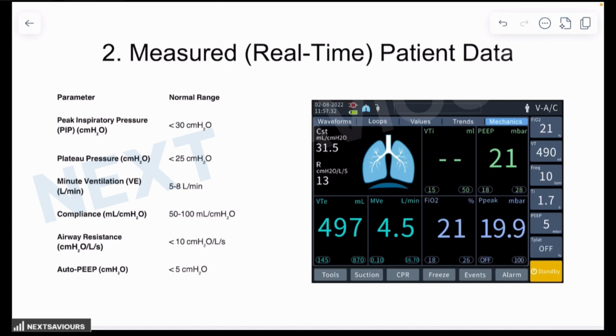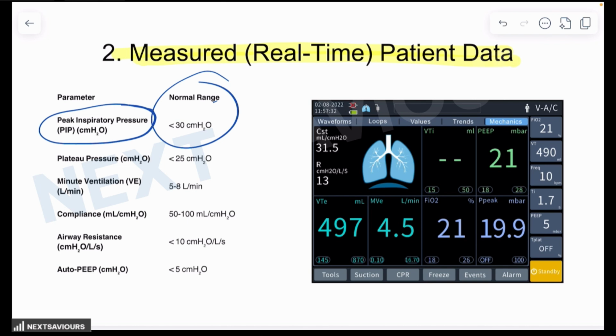Now, once you set the parameters, you have to wait and see how the patient is responding. So what are the measured, real-time patient data? These are the values continuously measured by the ventilator, and they help in assessing the patient's lung function. One is the peak inspiratory pressure, measured in centimeters of water. It is the highest pressure during inspiration, which should normally be less than 30 centimeters of water. Second is the plateau pressure in centimeters of water.